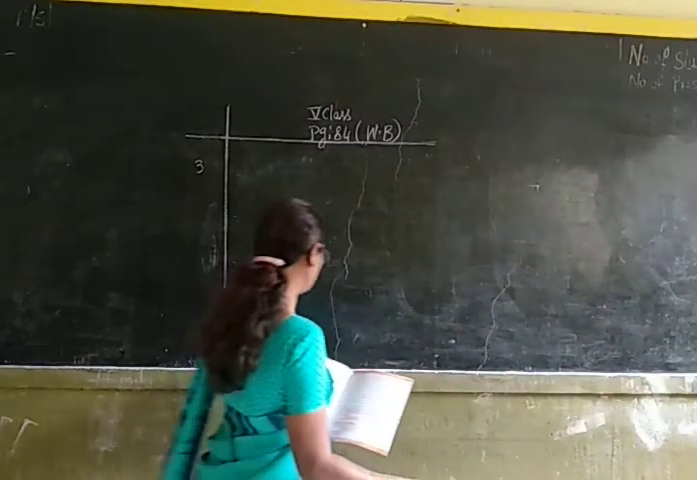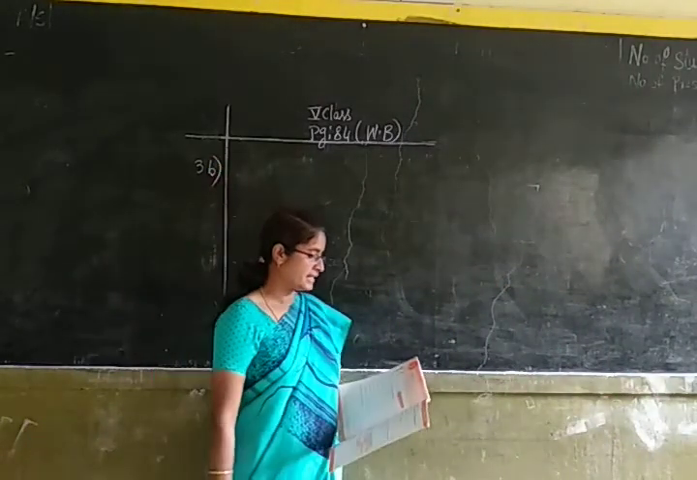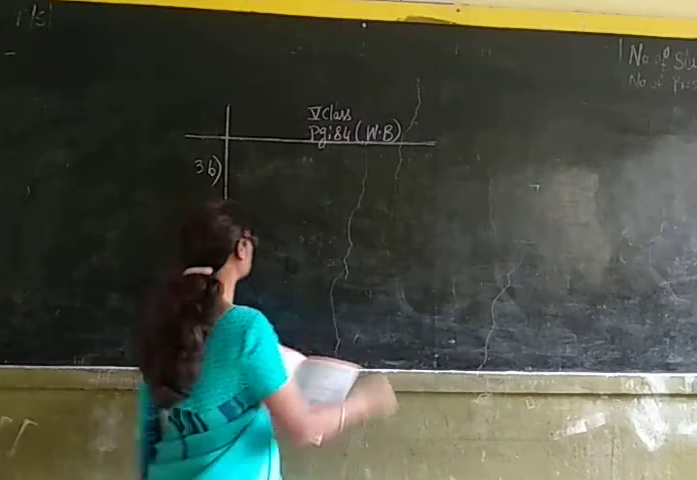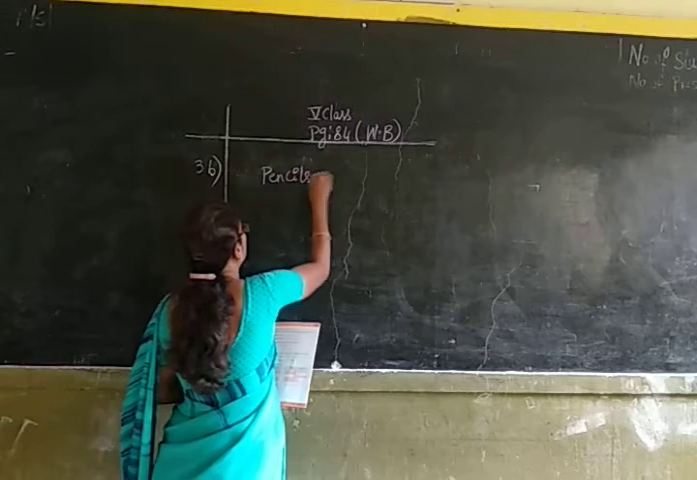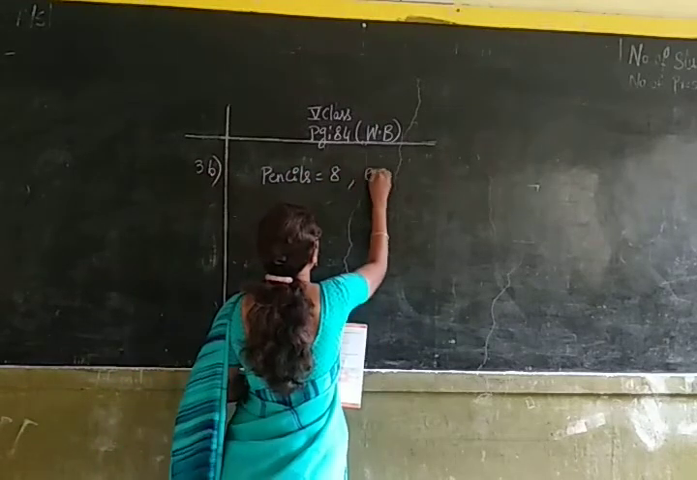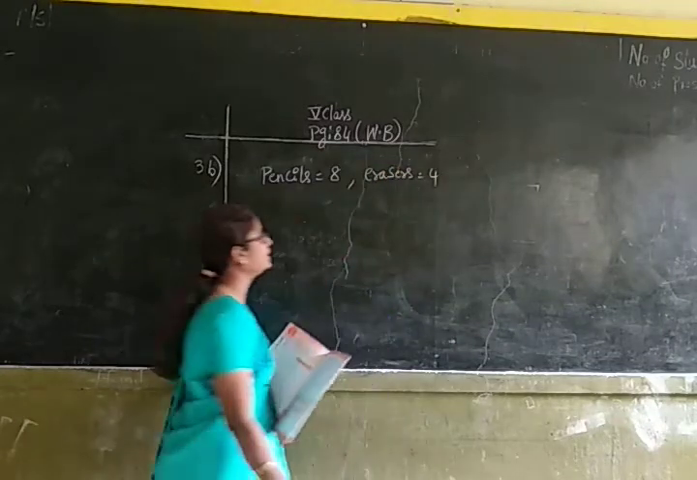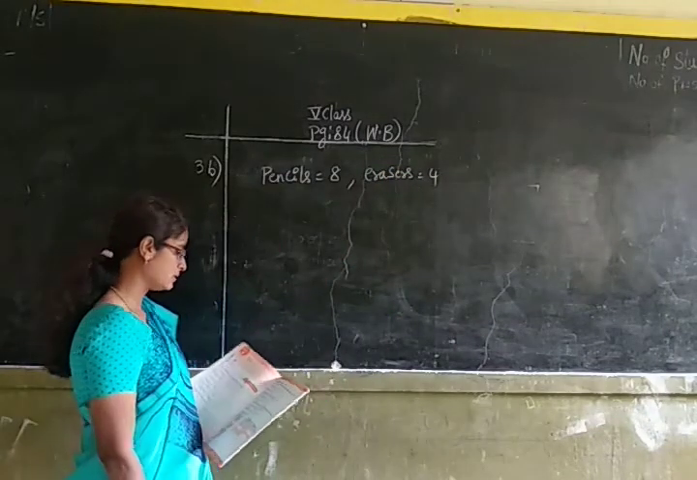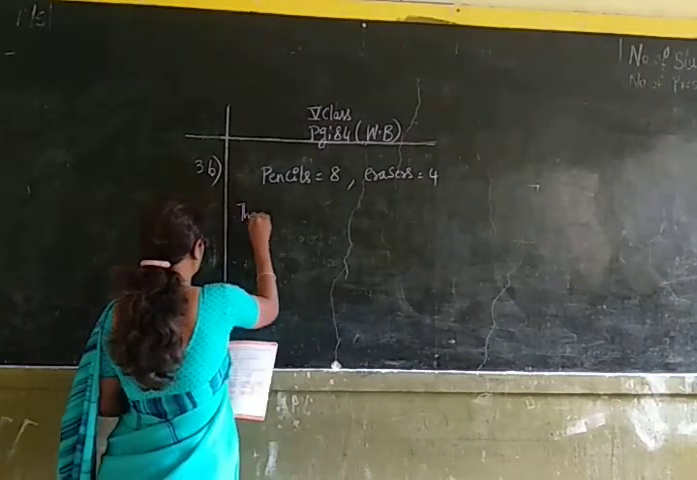Now let us do the B sum. Rahul has 8 pencils and 4 erasers. So how many pencils are there? Rahul is having 8 pencils and 4 erasers. Now we have to find out the ratio of pencils to erasers.